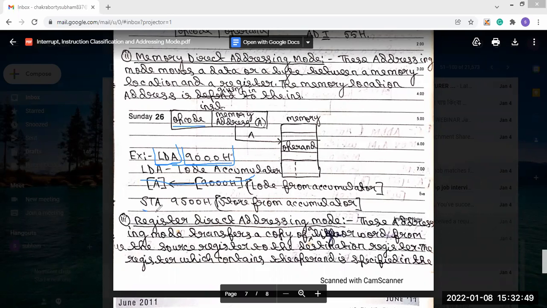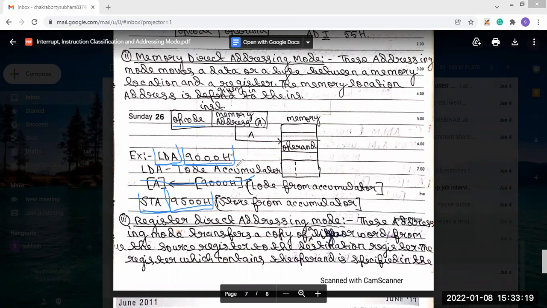And if this is mentioned, STA 9500H, STA is the opcode. And this is the memory address. Inside this 9500H memory location, the data is stored. That data should be transferred or stored into the accumulator. So this is what the instruction format looks like.